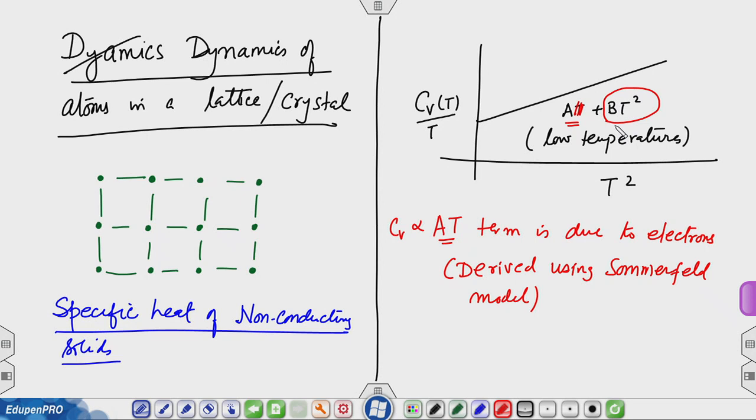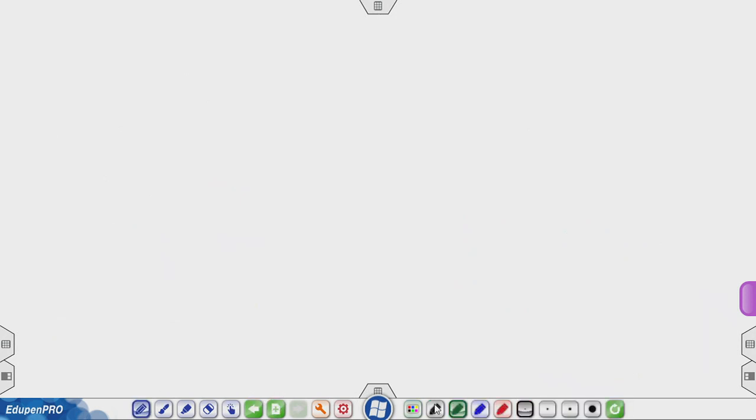So, we are going to show that CV proportional to T cubed arises from motion of atoms in a crystal. So, this is all experimental background for this, and this is related to motion of atoms about their equilibrium position.